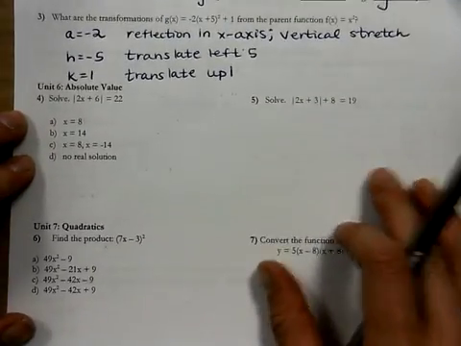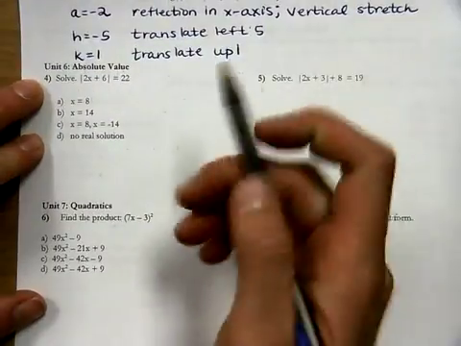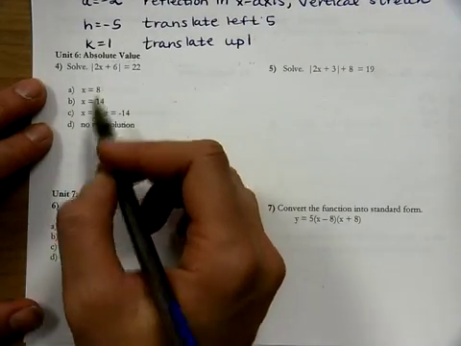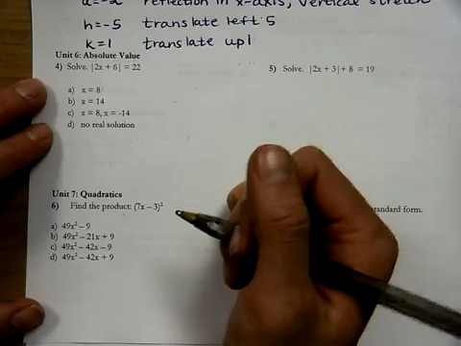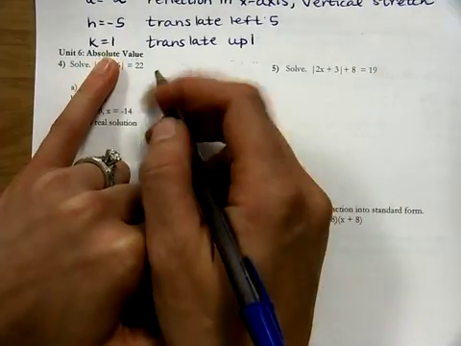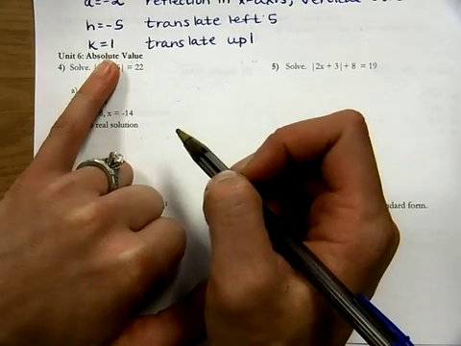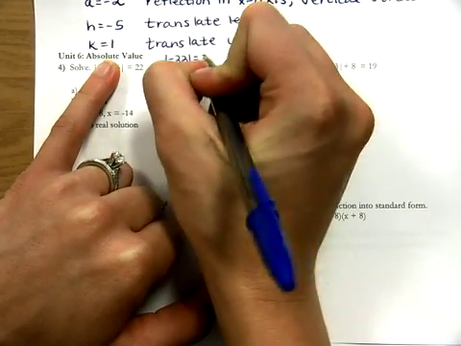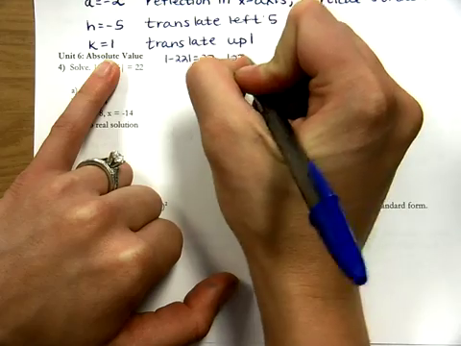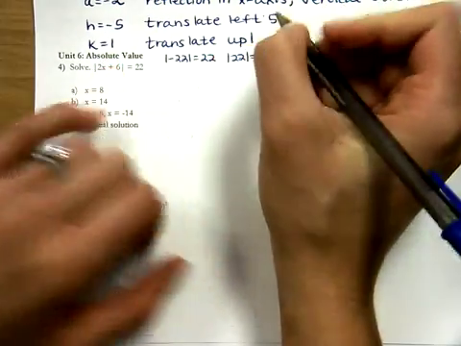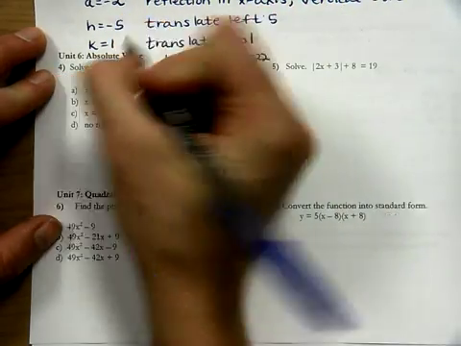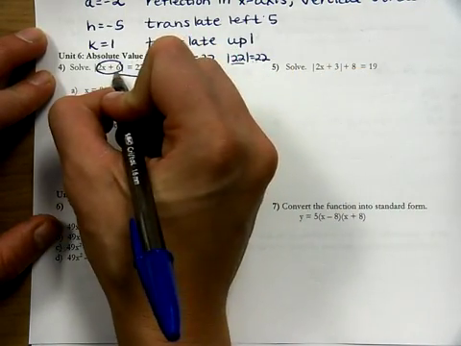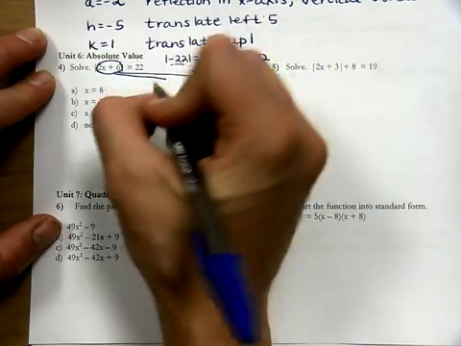Scooching down to number 6. Sorry, not number 6, unit 6, number 4. It says solve the equation. We're dealing with absolute value, so there's a couple things I need to think about with absolute value. If I have the absolute value of something equals 22, I could be taking the absolute value of two different numbers. I know that the absolute value of negative 22 is 22, and the absolute value of positive 22 is 22, which means what's inside here is either equal to negative 22 or 22. So I'm going to have two different equations.